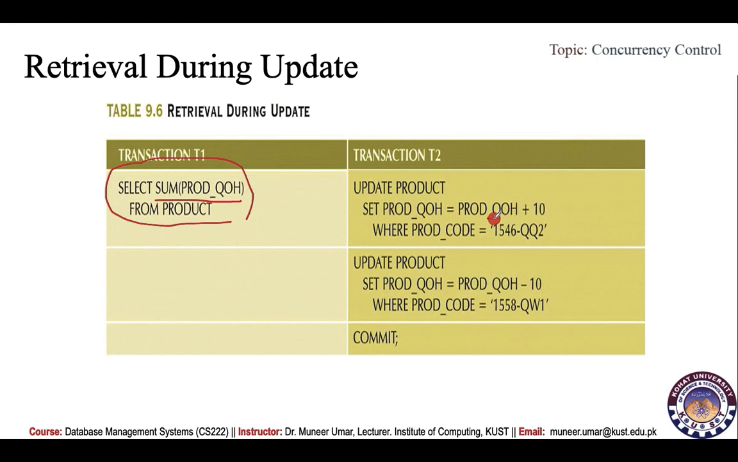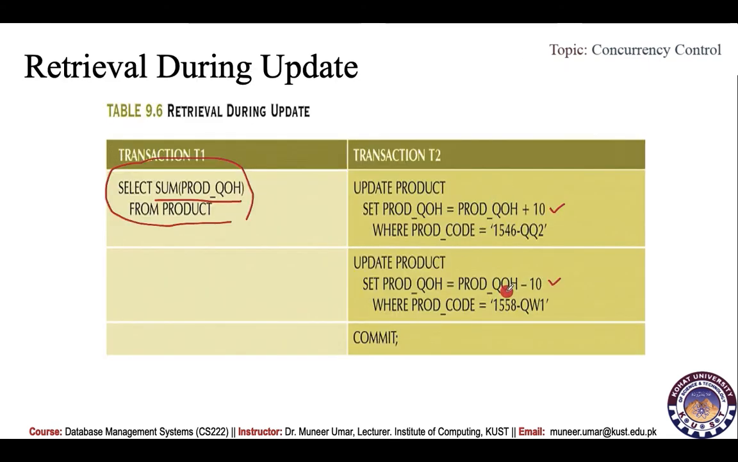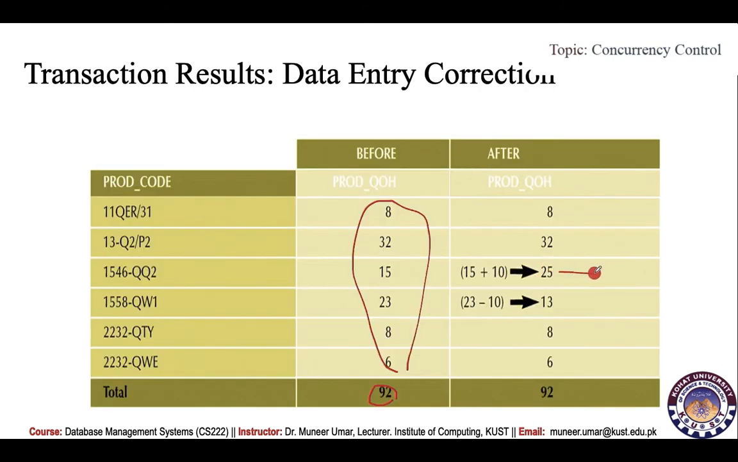quantity on hand values are changed. In one row the value is added with 10 and in the second row 10 is subtracted. So if we look into this select statement, it is just like taking the sum of all these. So it would give us, let's say, 92 for these values. And if we look into these two statements inside T2, these would change these two values. In the first statement 10 is added, and in the second statement 10 is subtracted from the value.